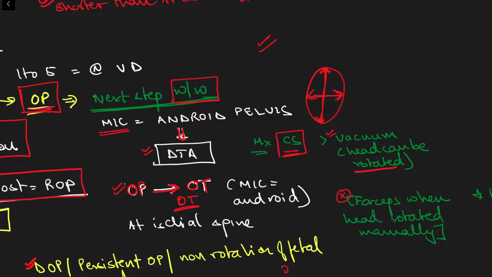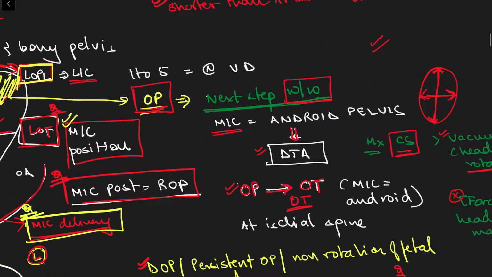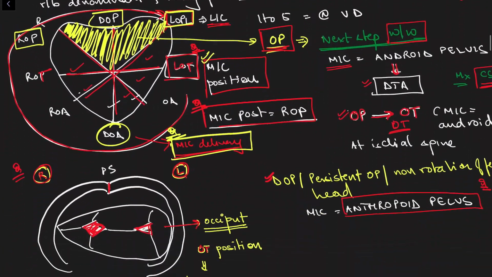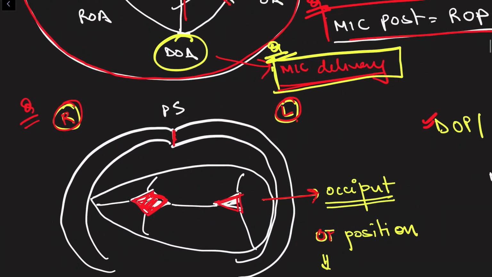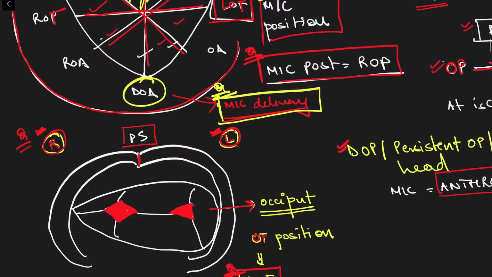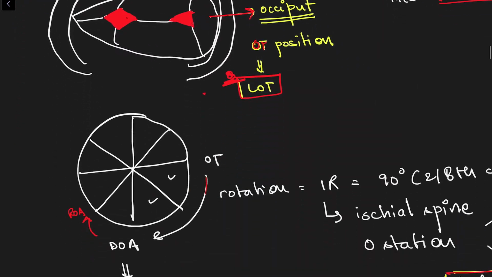Now, some questions can be asked when they show you a diagram and ask about the position. So remember, this side is always right and this side is left. So we look at the pubic symphysis. Diamond-shaped fontanelle, the anterior, would be anterior and the triangular fontanelle, the posterior, would be posterior. So this is occiput, and the occiput is in the transverse position. So this is occipito-transverse left. So the position would be left occipito-transverse, right? This is a very easy question. We should not get it wrong.